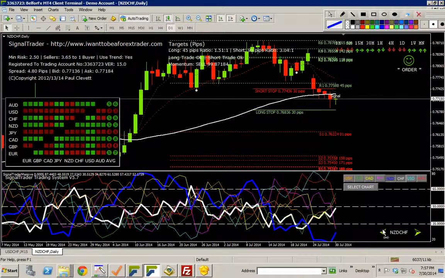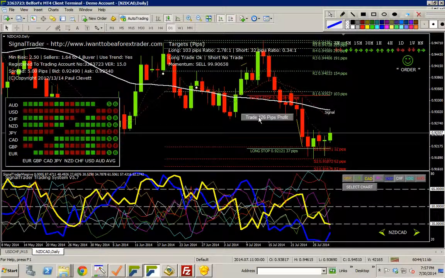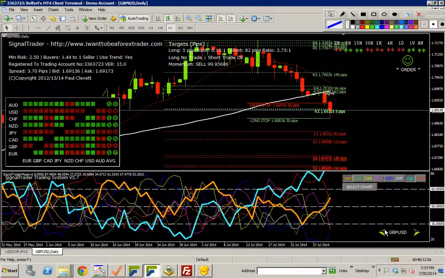So let's say I want to take this trade, 126 pips profit. Where's price? Down there. So I'm not going to take it. I wouldn't put it on anyway because we're in the middle of that support and resistance. So I don't take trades within support and resistance.